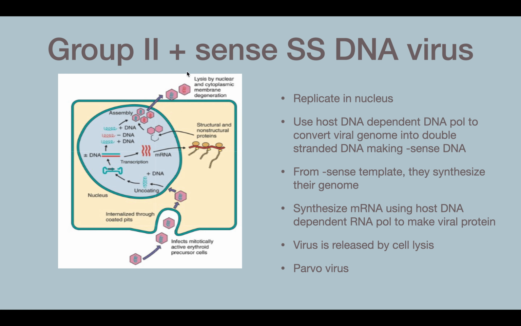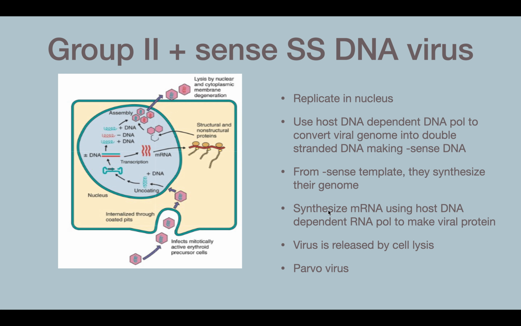The second group is a positive sense single-stranded DNA virus. These will replicate in the nucleus because they're a DNA virus. They use the host DNA-dependent DNA polymerase to convert the viral genome into the double-stranded DNA, making the negative sense DNA. And then from the negative sense template, they make their genome, which is going to be the positive single-stranded DNA. So thanks to that, the first injection of the positive sense single-stranded DNA.